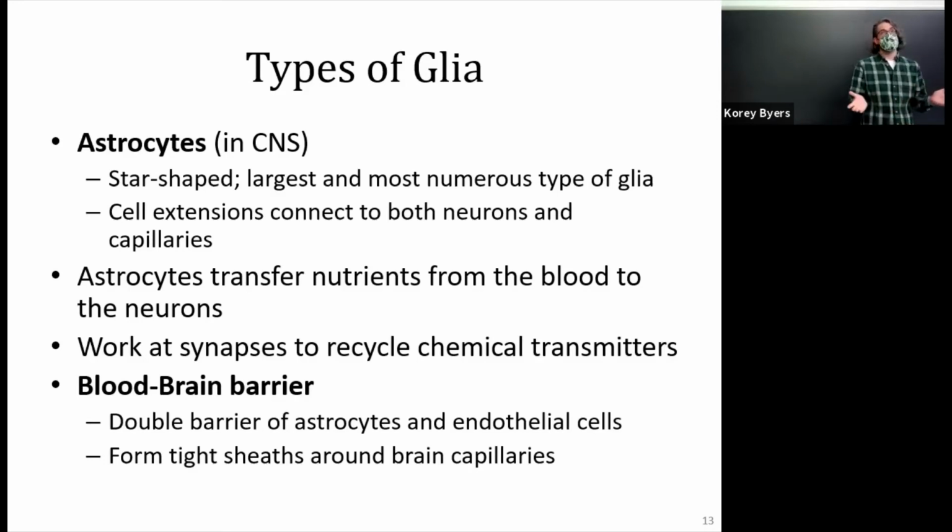Some things can, some things are small enough to do so. But the astrocytes are the ones that are transferring those nutrients from the blood to the neurons. So they're the middleman in between what's going on in the capillaries and what's going on in the neurons. So you have to have a lot of them. They also work at synapses to recycle neurotransmitters.